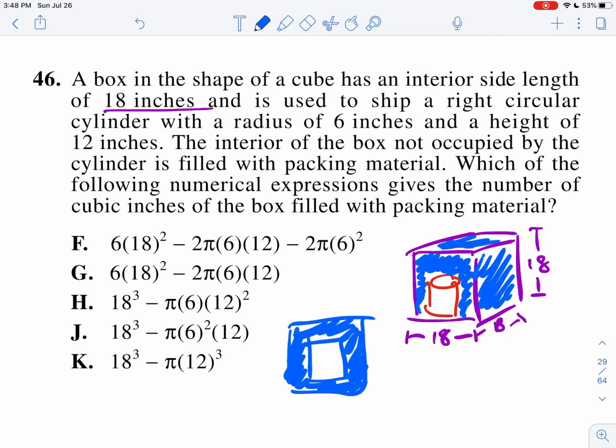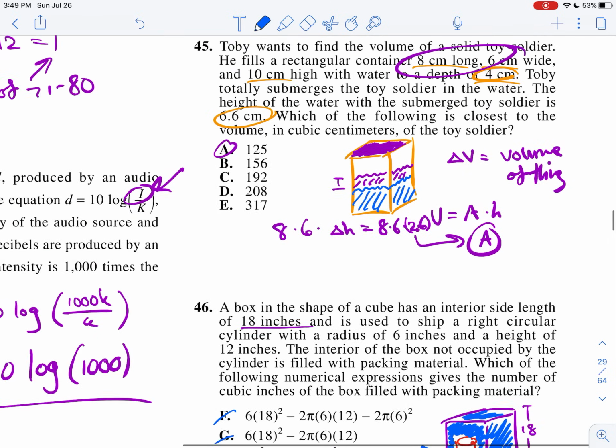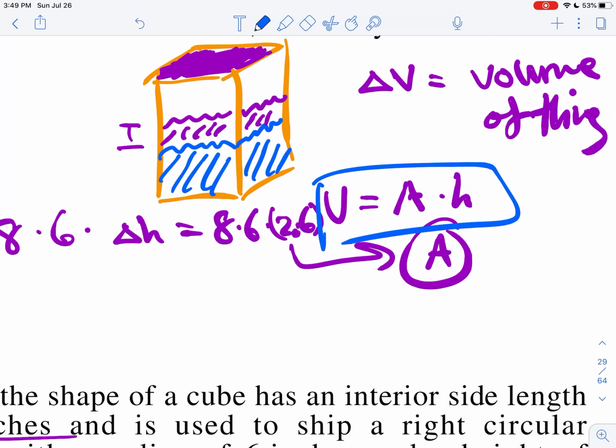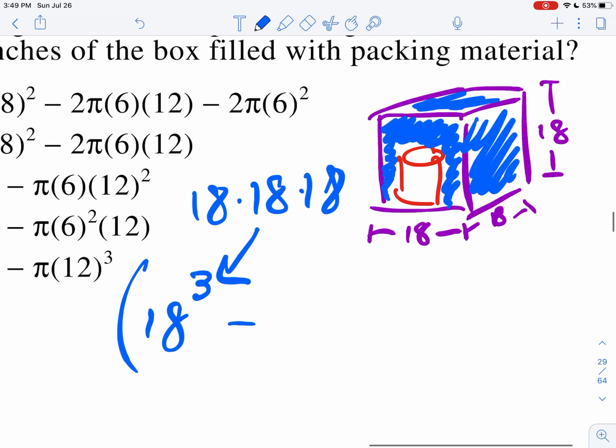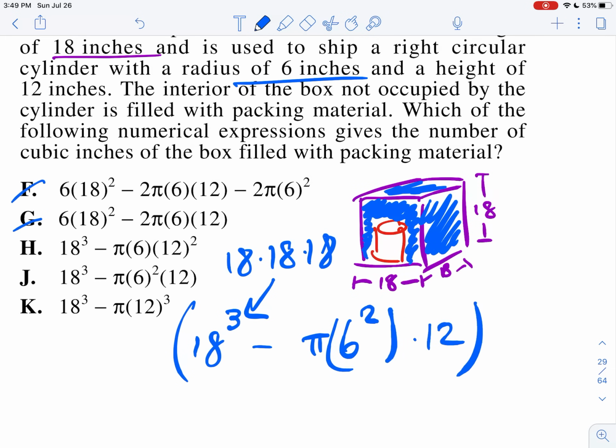So the cube's volume is just going to be 18, the length times the length again, or this is just 18 to the third. So we need to have 18 to the third in our answer signifying the volume of the cube, and then we subtract the volume of the cylinder. The volume of a cylinder is going to be the area. Remember what I showed you up here? Volume equals area times height. The area of this thing up here for a cylinder is going to be pi r squared, because it's a circle. Multiply that by height. So pi r squared, what's your r? It says radius of 6 inches, so 6 squared times height. What's your height? It's 12 inches. This is your answer.